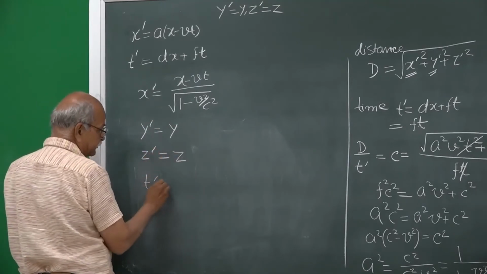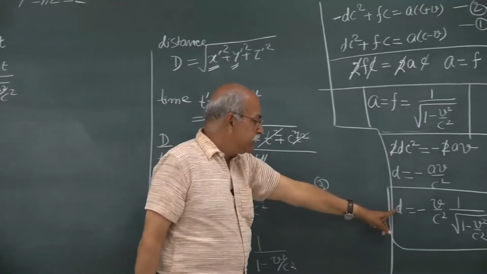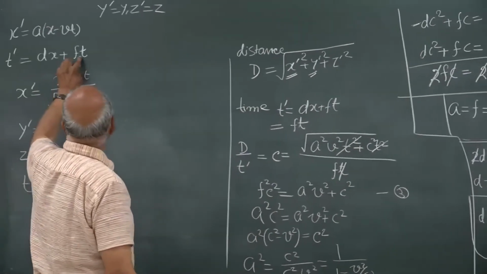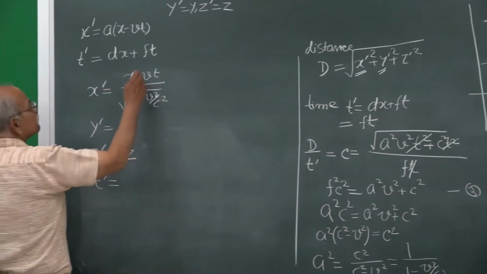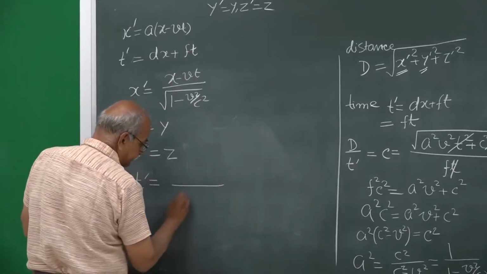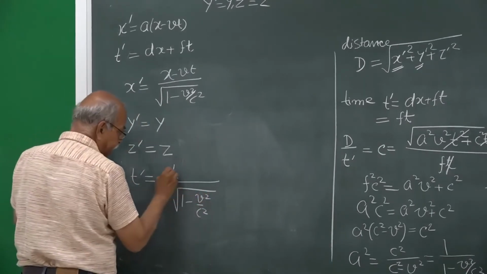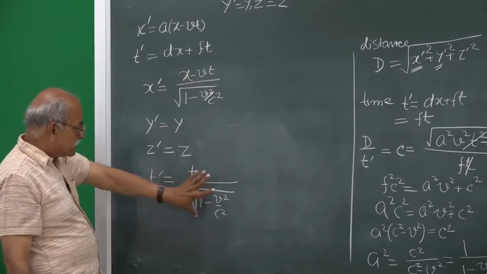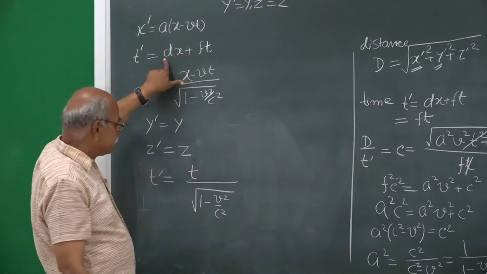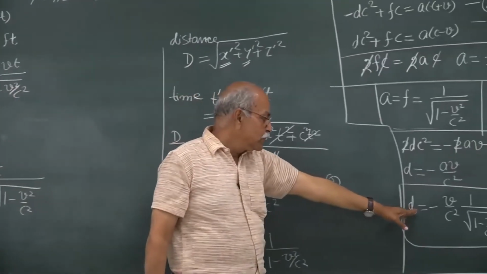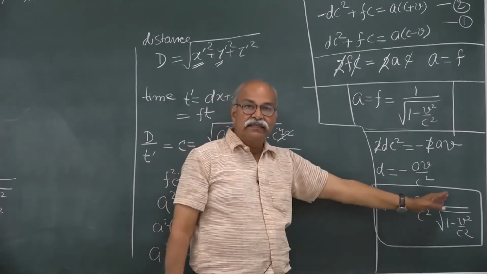and t prime is d into x, and what is d? Here is d, d into x, and plus f into t, and f and a are same. So, f into t, let us write f into t. So, f is 1 by square root 1 minus V square by C square and into t. So, this is this part f into t, and then plus d into x. What is d? D is here, and d into x. So, d into x will be minus V into x by C square, and then this factor.